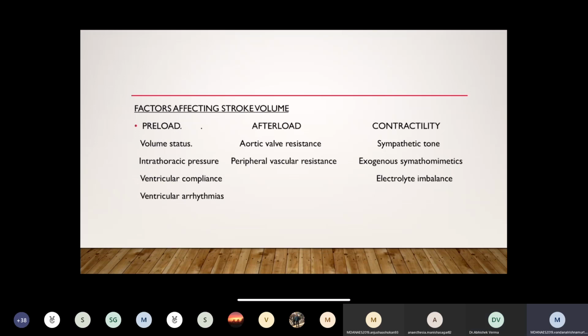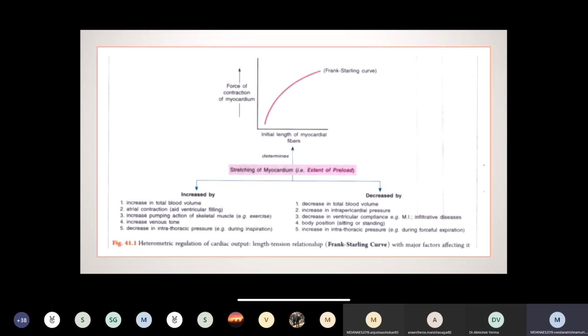The preload can be explained by the Frank-Starling curve, which tells that an increase in initial length of myocardial fibers will increase the force of contraction of myocardium up to a particular length of the myocardial fibers. The factors which increase the initial length of myocardial fibers are increase in total blood volume, atrial contraction, increase in pumping action of skeletal muscles, increase in venous tone, and decrease in intrathoracic pressure during inspiration. These will increase the force of contraction, so increase in stroke volume, which results in increase in cardiac output.